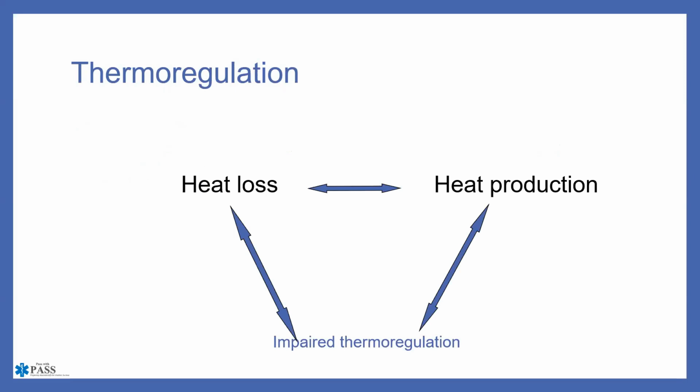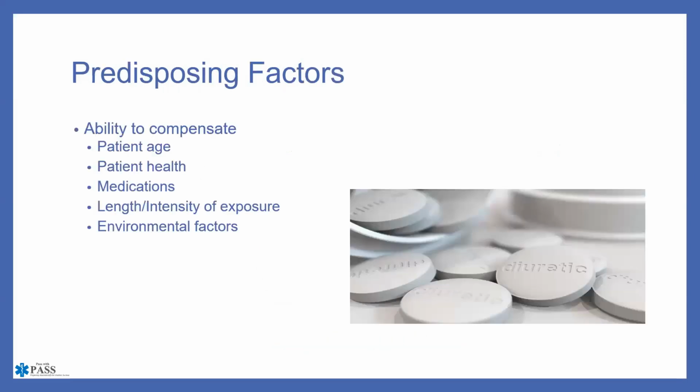So here's basically how this works. We have heat loss, heat production, and that is all done through impaired thermoregulation and our inability to do that. Some of the predisposing factors that we may have are the patient's age, their health, their medications, length or intensity of exposure, and then environmental factors. And if you think about it, this works for both heat and cold, right? If you're outside for a long period of time and it's cold, then you're going to have severe hypothermia. If you're outside and it's hot, then you may be running the risk of having a heat stroke. So strenuous exercise, firefighting, all of those things are predisposing us potentially to having some of these issues.